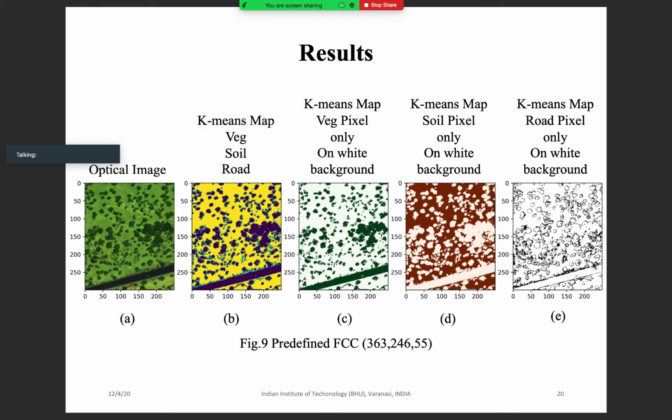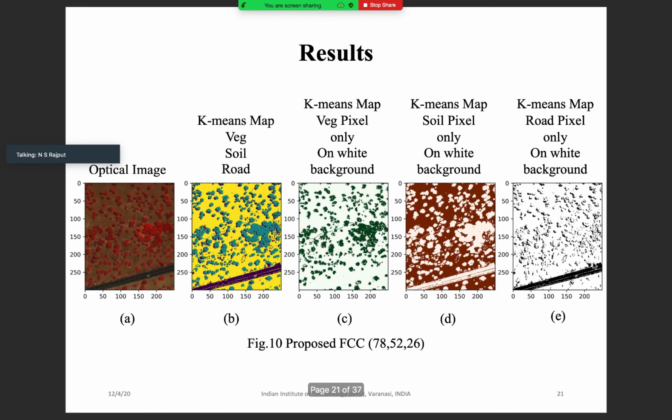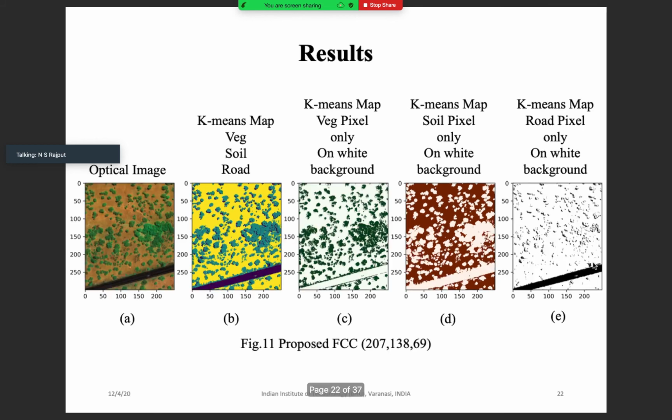Yes, we are quickly finishing. So accordingly we came up with our proposed predefined false color composite, and you can see that we are able to identify road as well, whereas in the road part, along with that there are some blotches as well. Okay, so this is how we have the three ways which we have proposed.